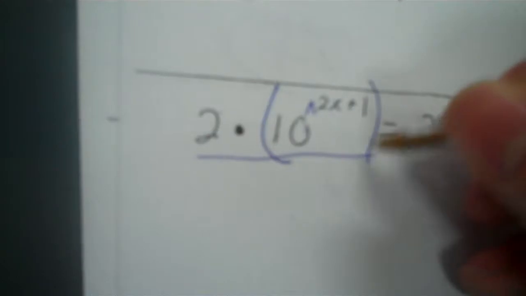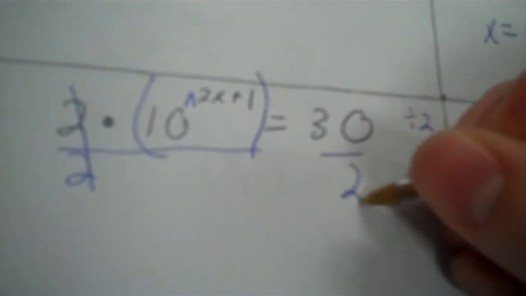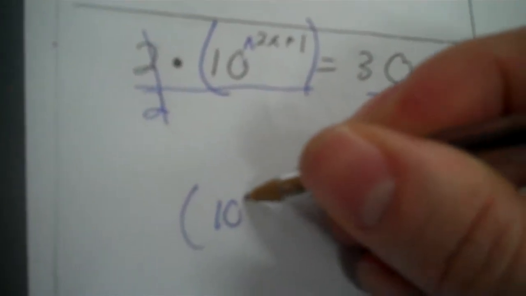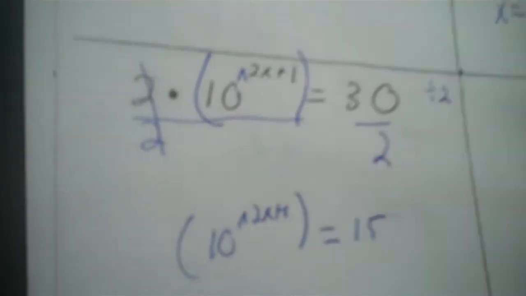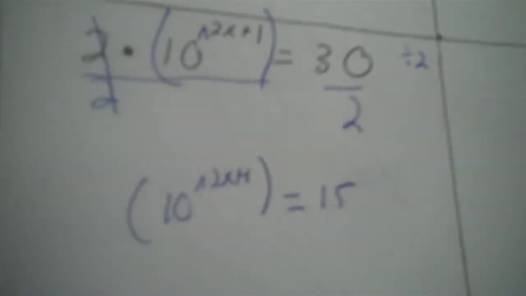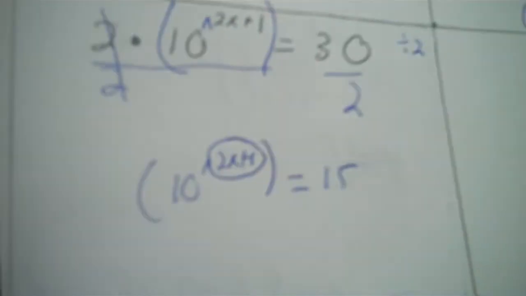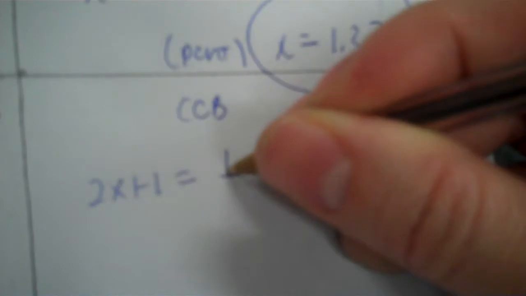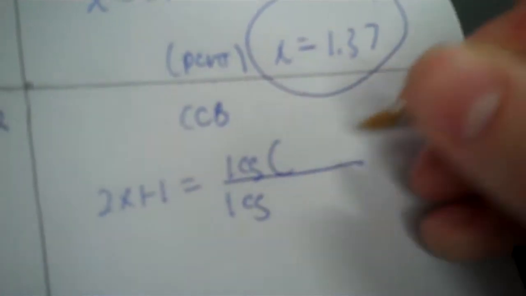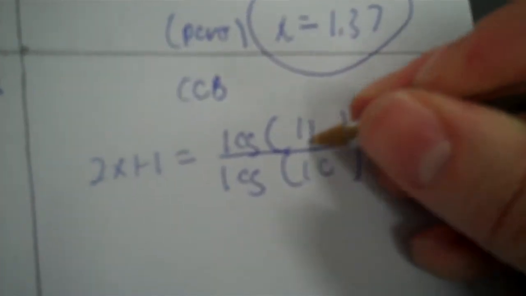Now you do have an operation outside. You have a times 2, so you need to be dividing by 2 to get rid of the times 2. So that takes us to 15, and then I have my 10 to the 2x plus 1 power. Now we're good for the COB. So in the change of base formula, you circle the entire exponent, 2x plus 1, and you set that equal to your log over your log. Okay, so 10 is on bottom, 15 is on top.